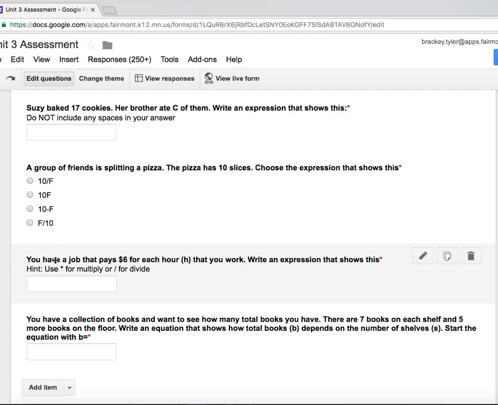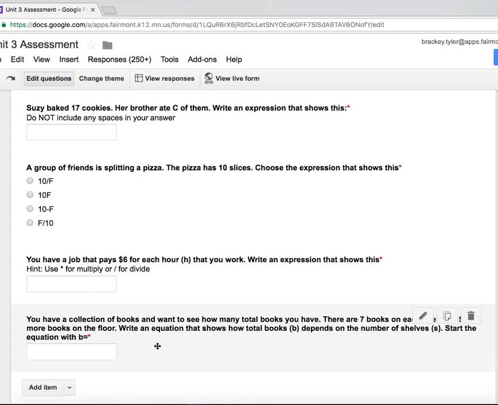This one, you have a job that pays $6 for each hour that you work, write an expression that shows this. Now they have to generate that information on their own. So whereas above they had multiple choice questions, options to choose from, and clues, here they have to come up with that information all on their own. That would be a Level 3 question.